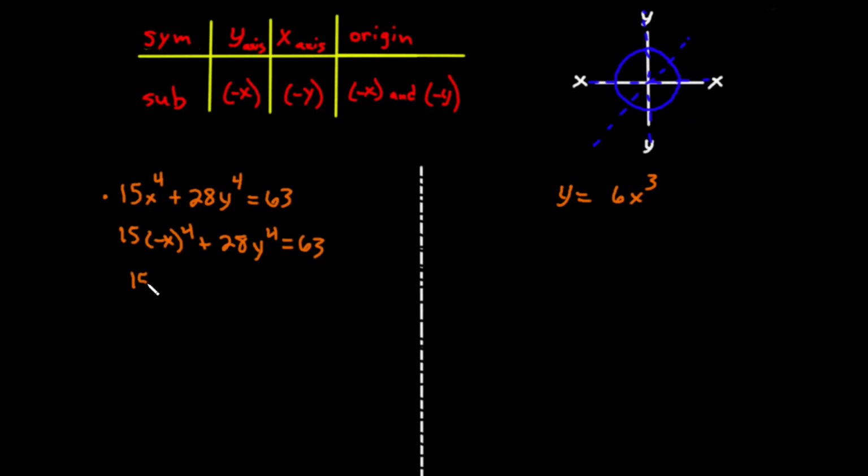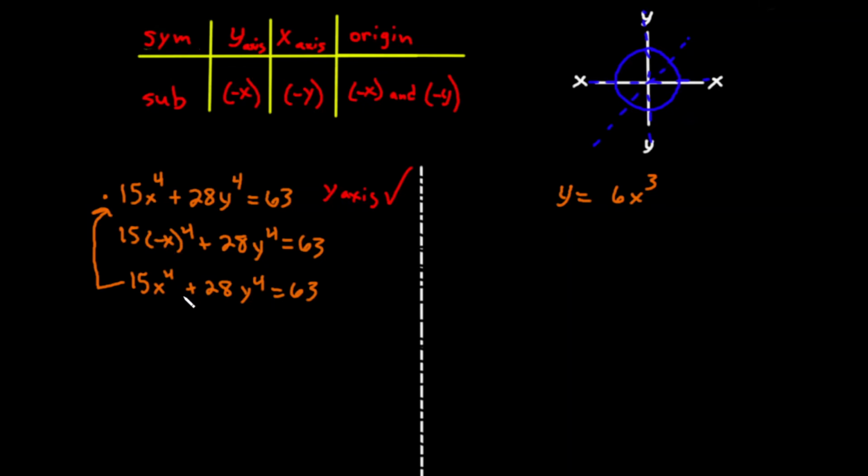So that'll be 15. You can take this out of the parentheses. We know it's going to equate to x to the fourth plus 28y to the fourth equals 63. And this is where you ask yourself, okay, is this the same as our original? Yes, it is. Number for number, letter for letter, variable for variable. It's been a long day. Yeah, it's the same. So guess what? We just found out that this equation definitely has y-axis symmetry. So I'm just going to put a check mark there.